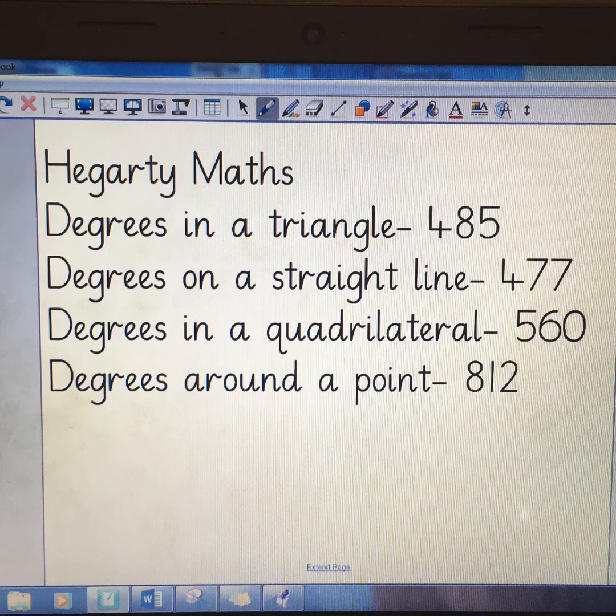Okay, well done for today. I hope you followed all of that. Hopefully you can remember all of those facts. There's now four different options for you to go on to Hegarty Maths. It's up to you which one you want to do.